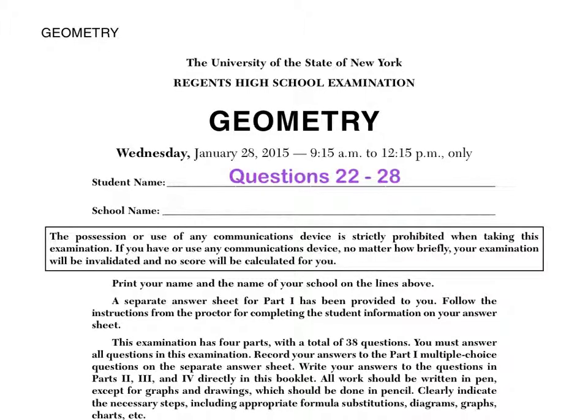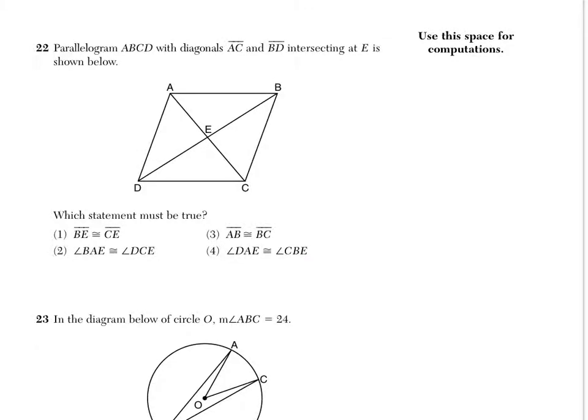This video will cover the Geometry Regents exam from January 2015, questions 22 through 28. Number 22 says parallelogram ABCD with diagonals AC and BD intersecting at E is shown below. Which statement must be true?